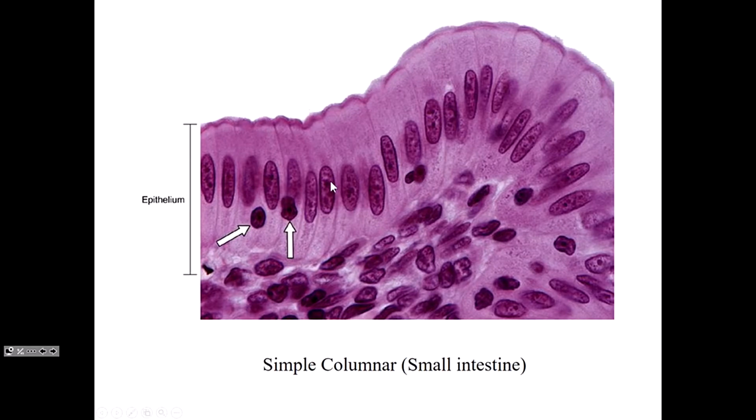This is simple columnar. Again, there's one layer of cells. We're looking at the nuclei here and the cytoplasm. So one layer of epithelial cells, and the basement membrane would be right here at the bottom. So this would be simple because there's one layer of cells, columnar because the cells are columnar shaped. Okay?